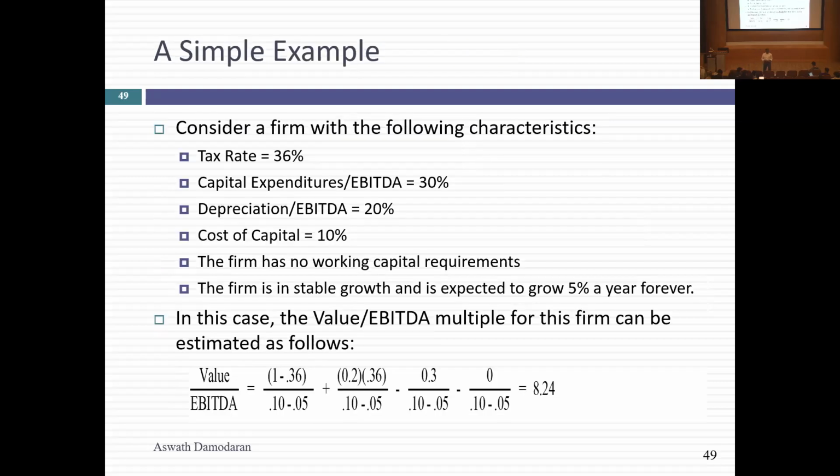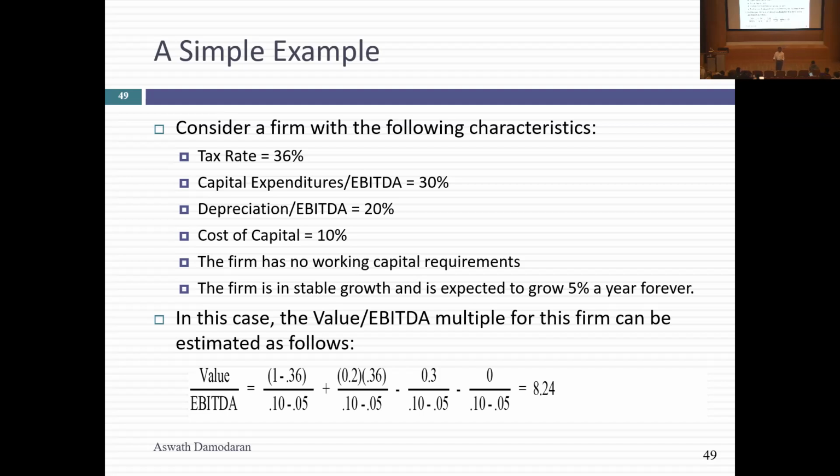So as with my PE ratio example, the nice thing about working with a hypothetical company is you can hold everything else constant and change one thing at a time. So I have a company which has a 36% tax rate. CapEx is 30% of EBITDA. Depreciation is 20% of EBITDA, cost of capital is 10%. For the moment, let's ignore working capital, one less variable to keep in mind. If you plug the numbers in, the EV to EBITDA for this company should be 8.24.